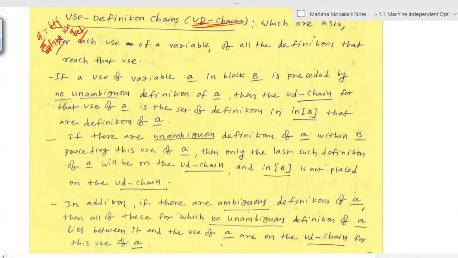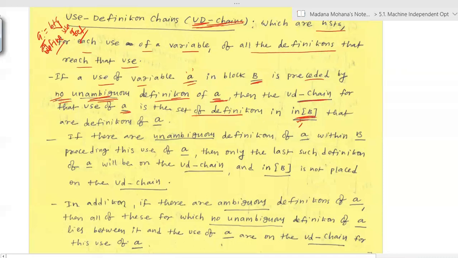So use definition chains are lists, for each use of a variable, of all the definitions that reach that use. If the use of a variable A in a block B is preceded by no unambiguous definition of A, then the UD chain for the use of A is the set of definitions in in of B that are definitions of the variable A.